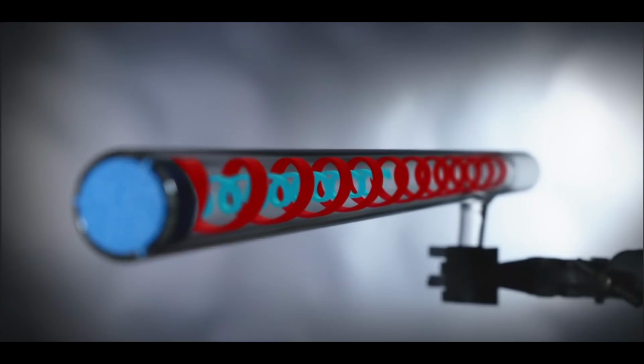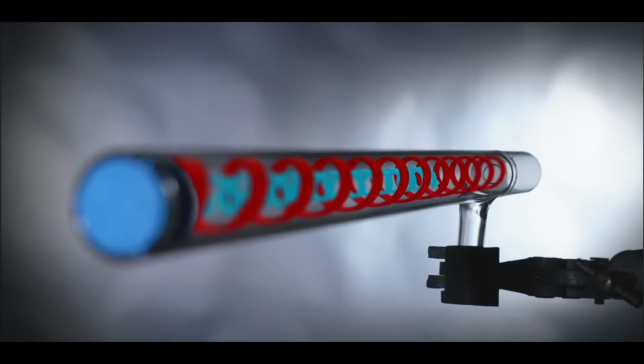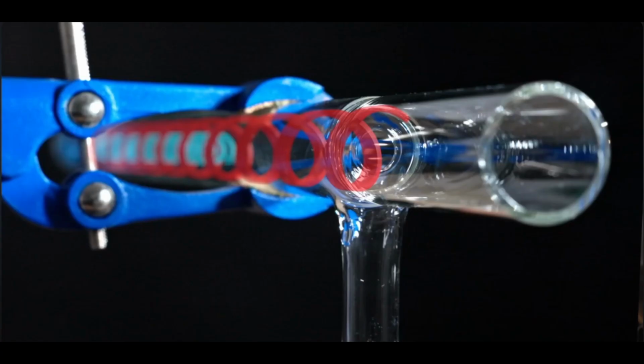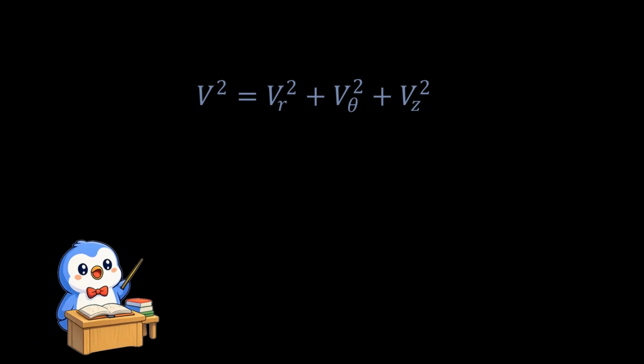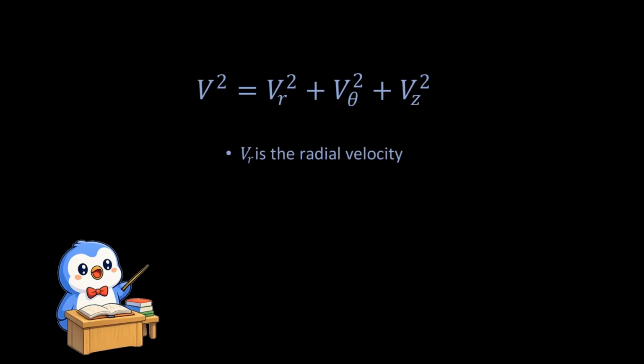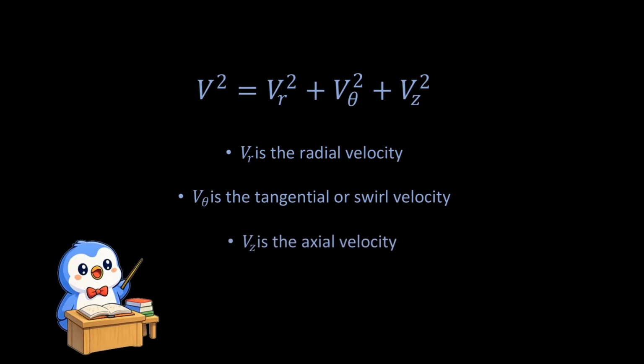One thing that makes the vortex tube unusual is that velocity cannot be ignored. In many thermodynamics devices, we simplify by neglecting kinetic energy changes. But here, the gas is spinning intensely, so velocity matters. The total velocity can be written. Here, Vr is the radial velocity, Vθ is the tangential or swirl velocity, and Vz is the axial velocity. That tangential velocity can be very large, and that means rotational kinetic energy can be a major part of the energy balance.